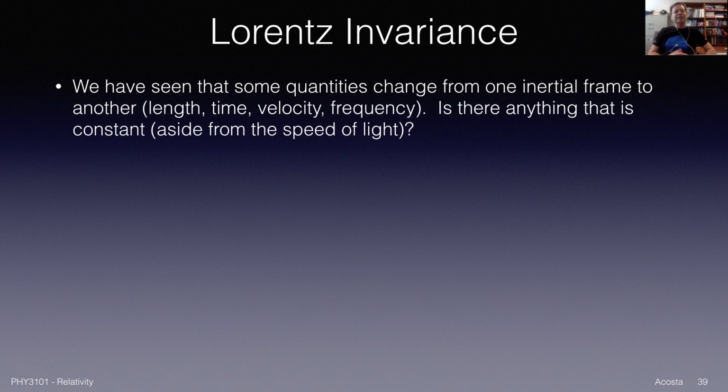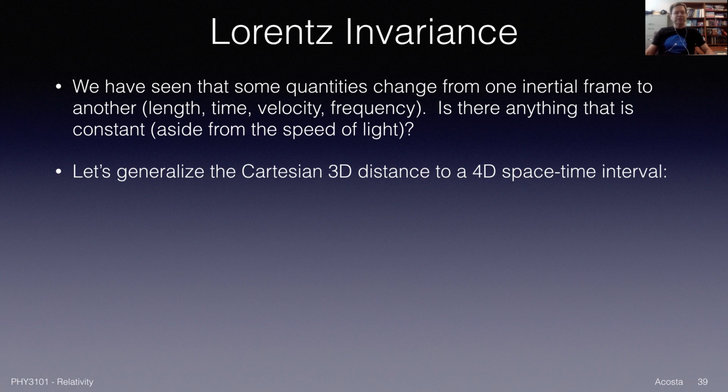Is there anything that is constant aside from the speed of light, right? The speed of light is the same in all reference frames. But is there any other measure which is invariant? And there are other measures. So let's talk about one of them here. In particular, what I propose in this lecture, or what has been proposed, is to generalize the Cartesian three-dimensional distance to a four-dimensional space-time interval.